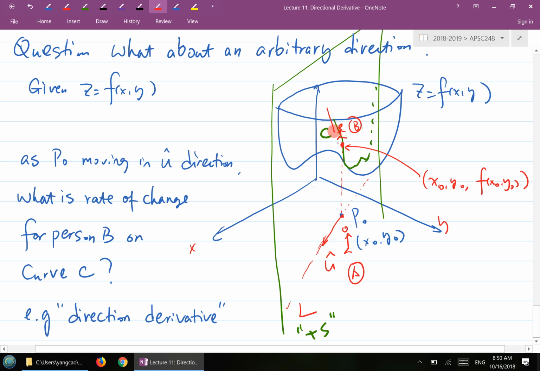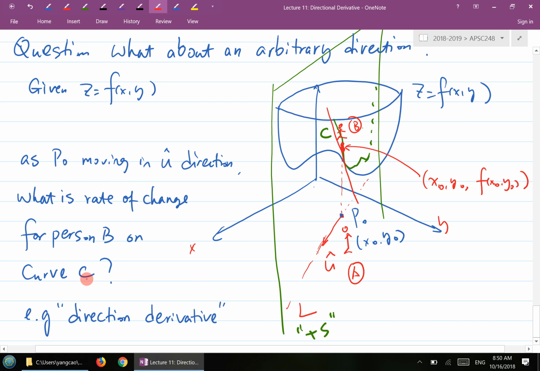If I'm interested in the rate of change, technically what could I do? I could just plot a tangent line at that B location. It's not a very nice plot, but I could plot the tangent line at that B location, and then look at the slope given by that tangent line. That slope value will give us the so-called rate of change of this person B on the curve C here. That makes sense, right? Okay. So how do we look at this situation, then?